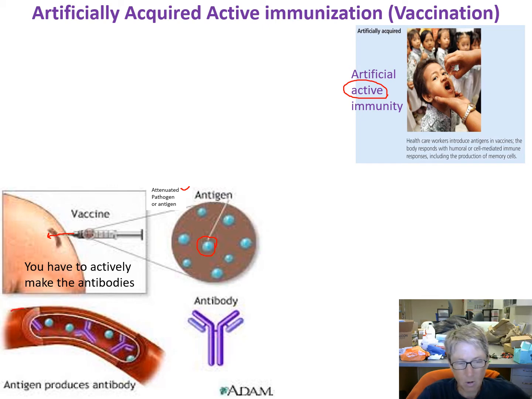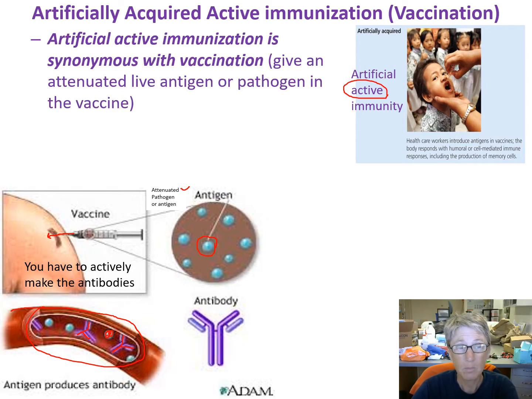And then this is a cartoon, this is your blood vessel. So the blood vessel's cut out, and you can see these purple things are the antibodies. The purple Y's are the antibodies, and they're looking for these antigens to bind to. And if you want to review how antibodies work, you can look at the B cell lecture from chapter 16. So artificial active immunization is synonymous with vaccination. So it's the same thing, basically.